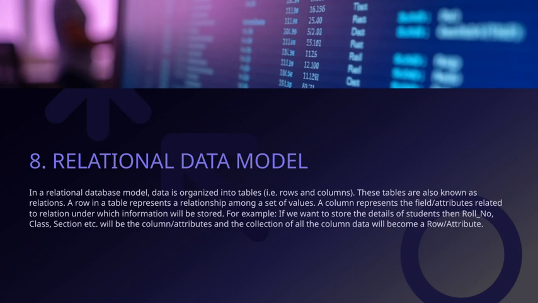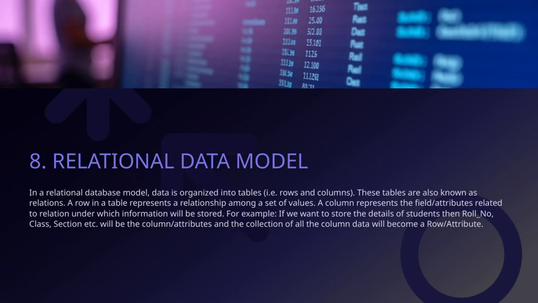For example, if we're storing details about students, the columns might include roll number, class, and section. Each of these columns holds specific information related to the student. When you gather all the data in a particular column across all students, that forms a set of attribute values. And each complete row, containing all the attribute data for one student, represents a specific instance or record. This structure helps us organize data clearly and logically, making it easier to manage and retrieve information efficiently as we build more complex databases.